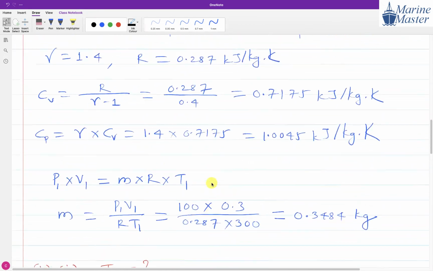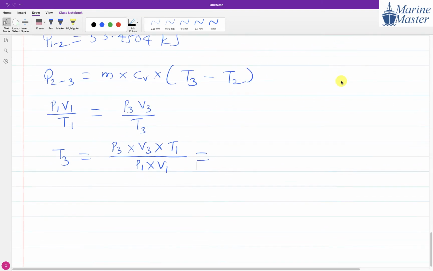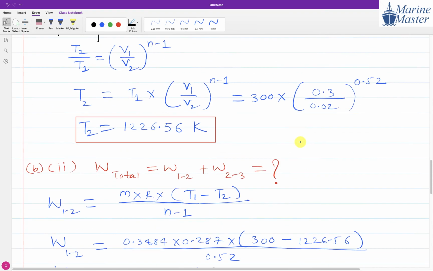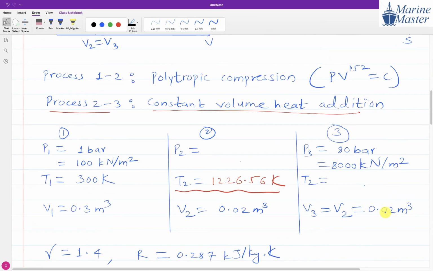P3 is how much? See the table. 80 bar means 8000 kilonewton per meter square. Don't take 80 bar; take it in kilonewton per meter square, 8000. V3 is what? 0.02. Check it in the table, V3 is 0.02.